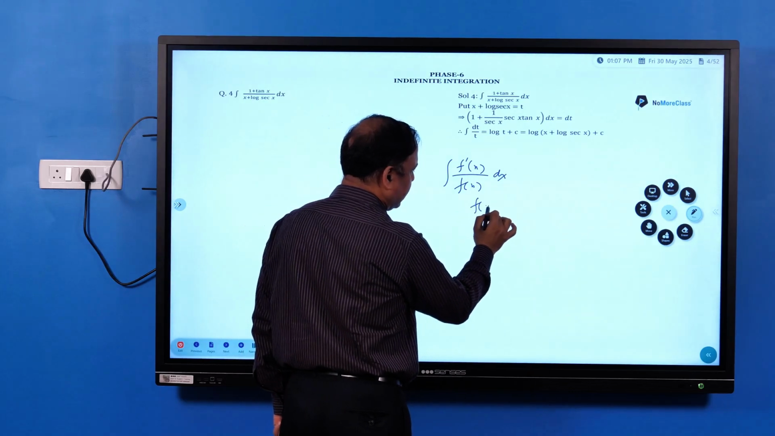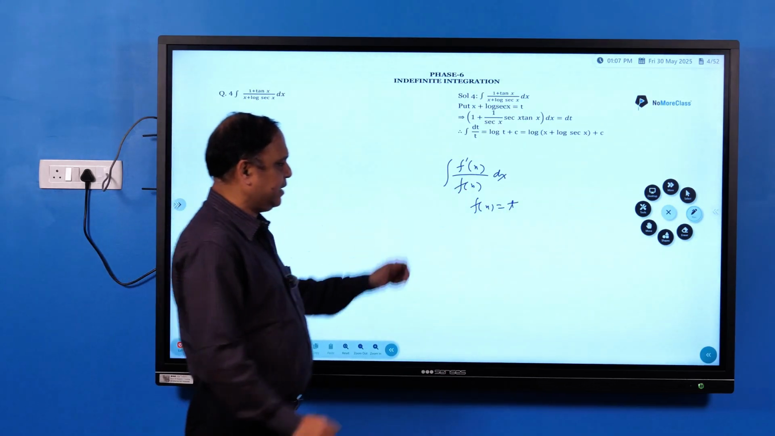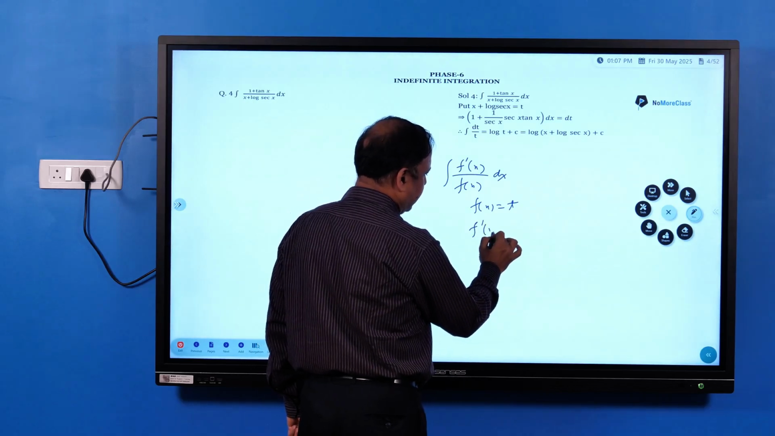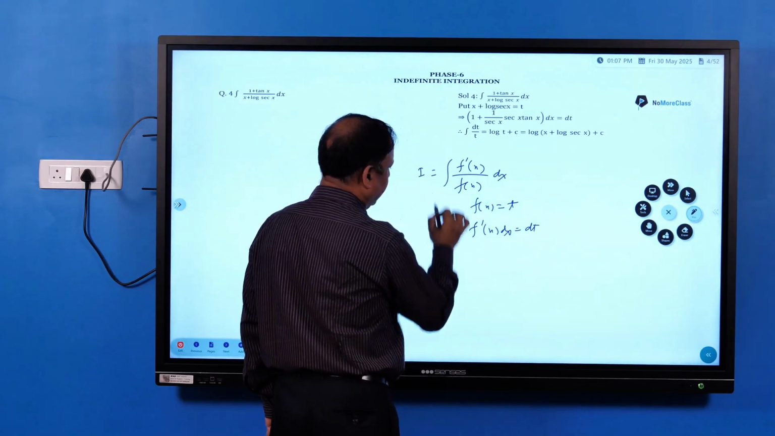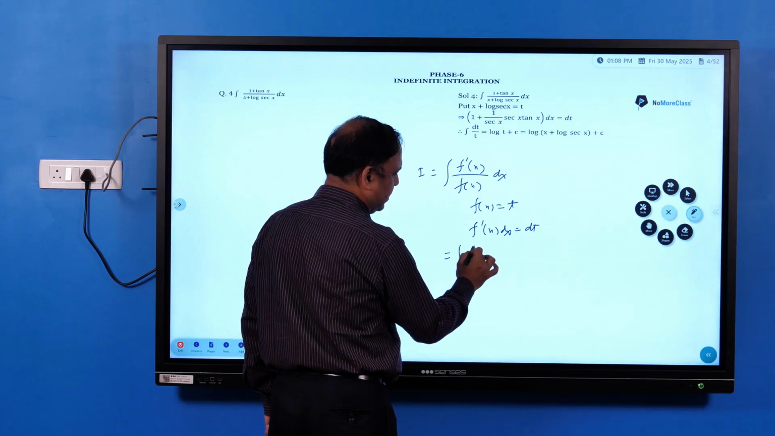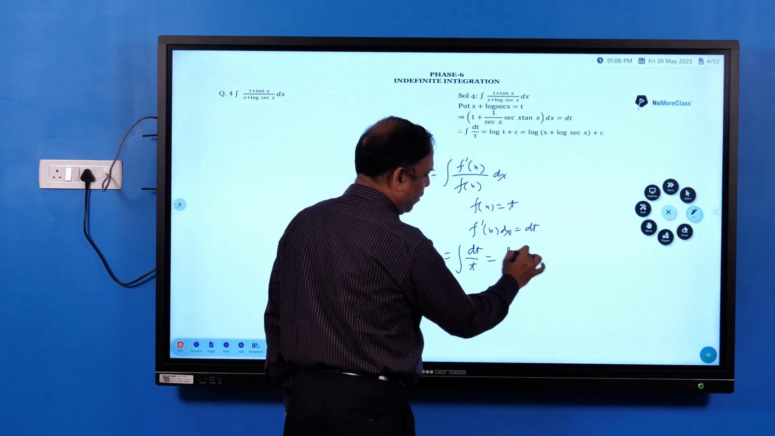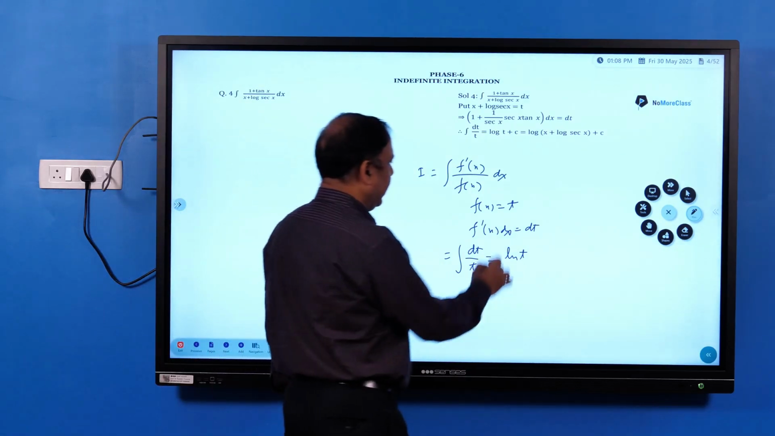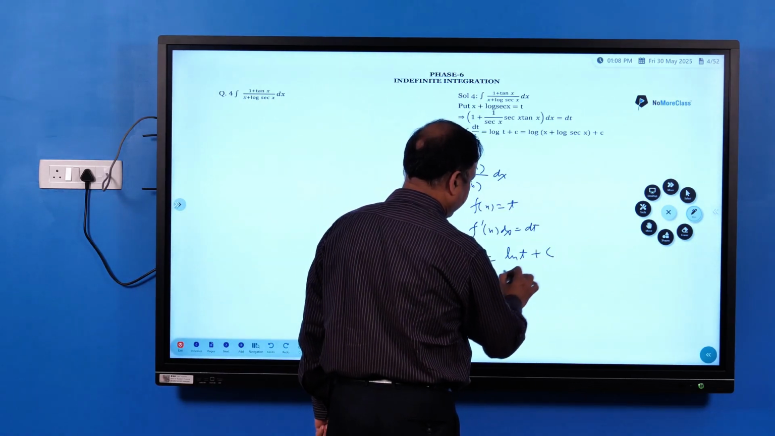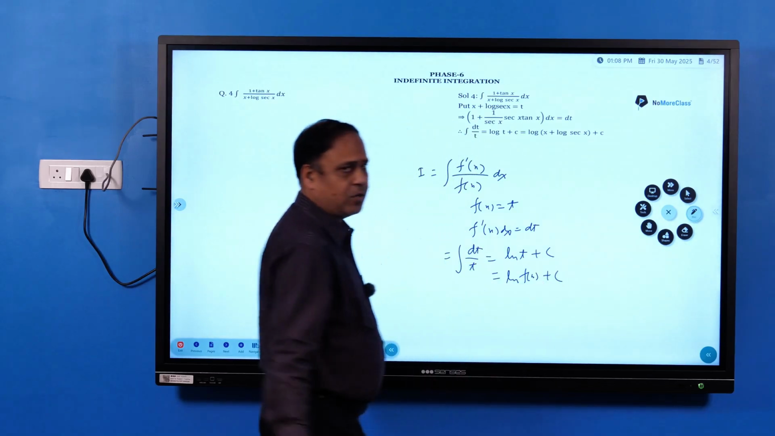We will take f x is equal to t. Denominator is equal to t. If I differentiate, f dash x dx will become dt. So this integral I will change as dt upon t is equal to log t. Always remember that the base will be e. That is why I'm writing natural log ln t. And t is f x, plus c definitely. So log of f x plus c will be the answer of this.